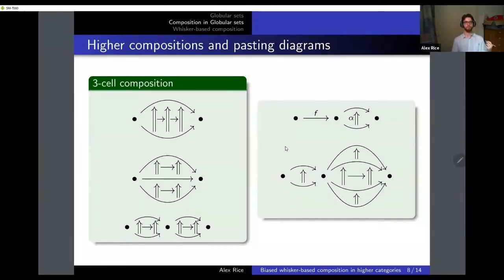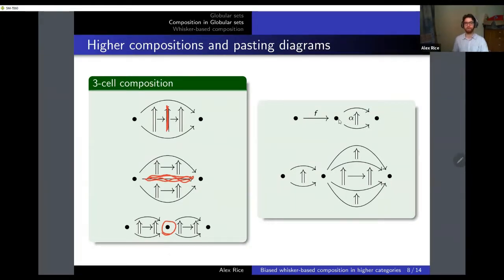So for example, if we want to compose two three cells, we now have three options. Here we've got a two cell as the boundary, here we've got a one cell as the boundary, and here we've got a zero cell as the boundary. But as before, we're not really limited to binary compositions. In fact, we can allow lots of wacky stuff. So for example, over here, we've got a whiskering composition. We've got a one cell here and a two cell here, and we're able to compose these like this.